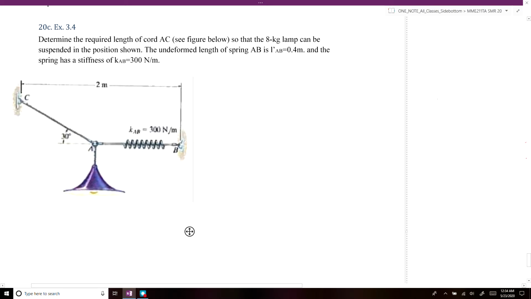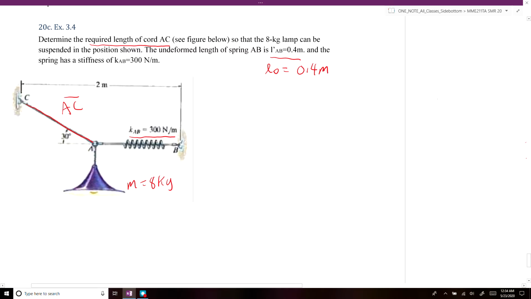So in this problem, we're asked to determine the required length of the chord from point A to point C. So we want to know what is the length of AC, so that the 8 kilogram lamp that's hung at point A can be suspended. At point A, we also have a spring that goes from point A to point B, and we're given the spring constant, and we're also given its original length of 0.4 meters. Okay?